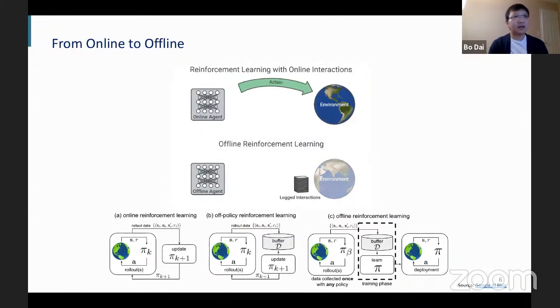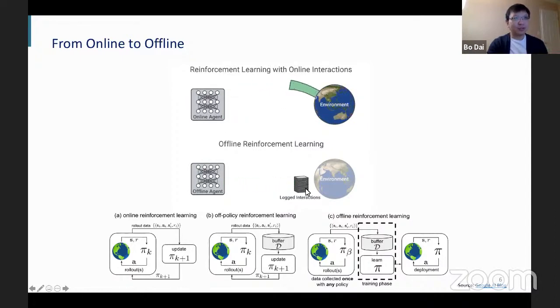Let's see what offline reinforcement learning concretely is. I think the figure above gives a very concrete example to distinguish offline reinforcement learning from online reinforcement learning. The first part is the online reinforcement learning setting. You see, the agent every time interacts with the environment, and then collects the data to update itself. And this is iterated, so on and so forth. As I mentioned, this is sometimes impractical.